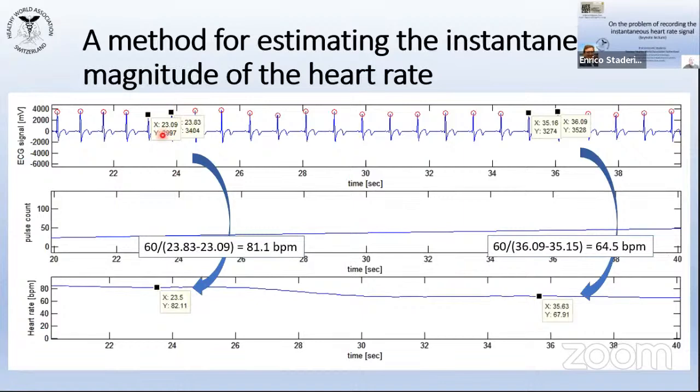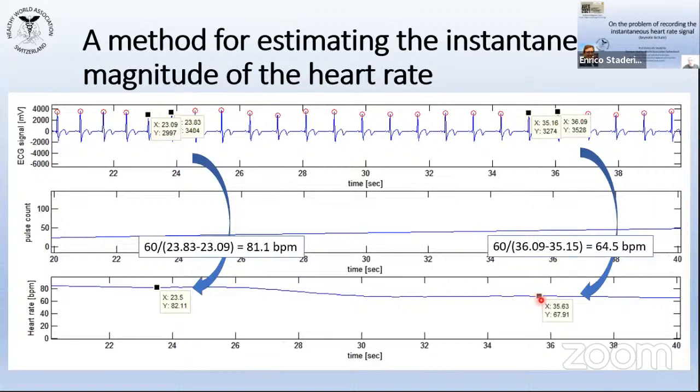Just to have an idea, here we found 22.09 seconds and 23.83 seconds, and the instantaneous heart rate here should be 81 beats per minute, and the signal gives us 82, so it's a very good approximation. And here, for example, we have one point at 35.16 seconds, and the second point is at 36.09 seconds. This means that the heart rate in this place should be around 64, and it is 67. So it's quite good. Of course, this heart rate has been smoothed with regard to the instantaneous heart rate, but it's a continuous heart rate.